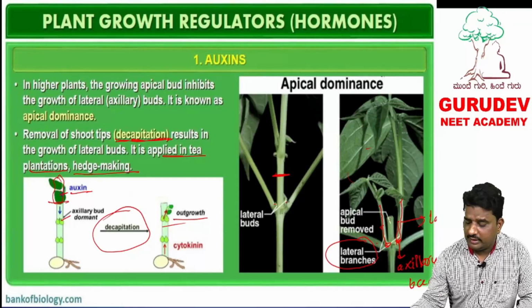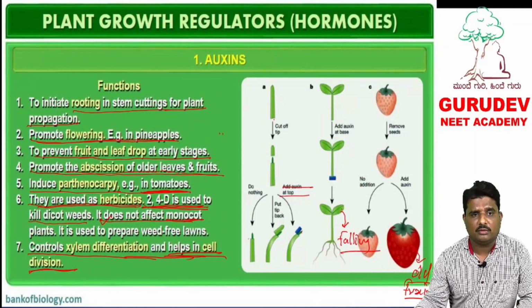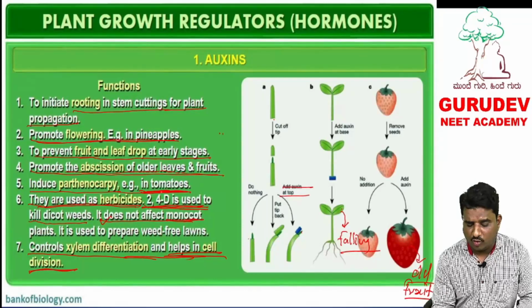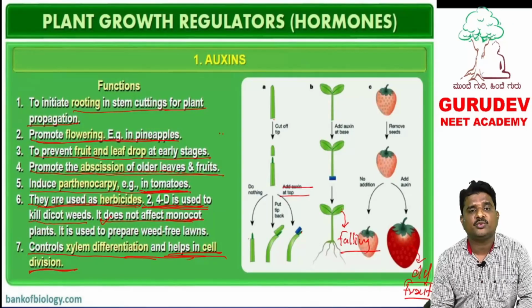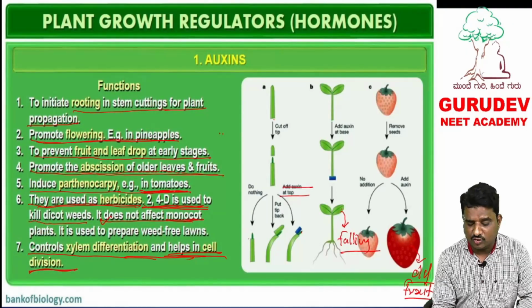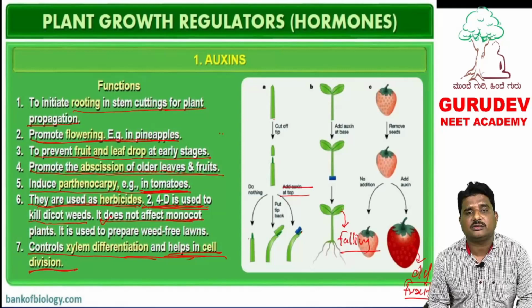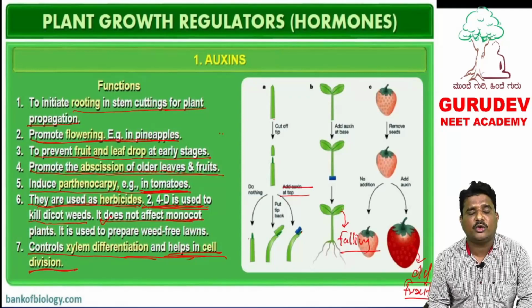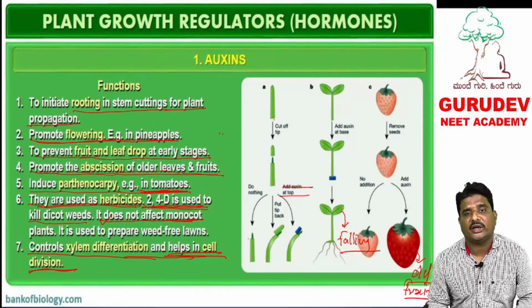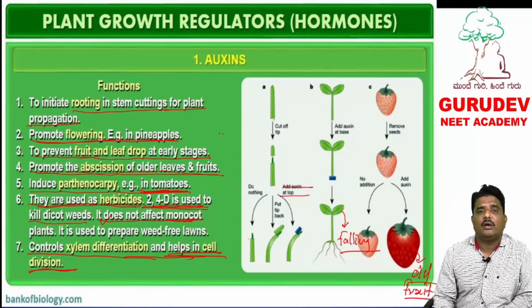And I told you that in parthenocarpy, particularly in tomato, fruit formation without fertilization, seedless tomato formation, auxin has a role. In the next class I will explain the hormones gibberellins and cytokinins.